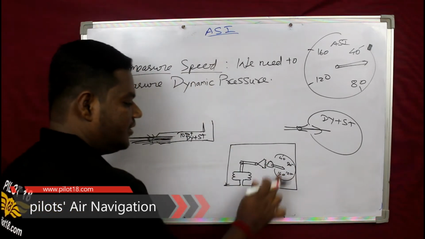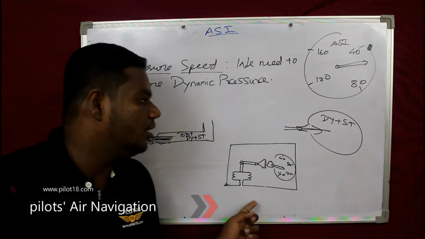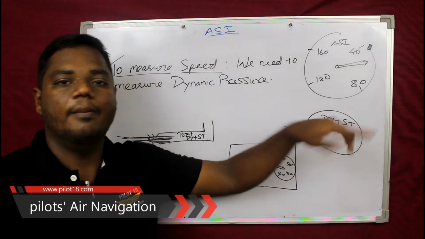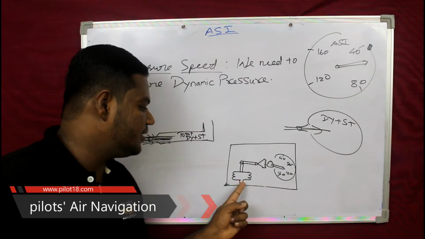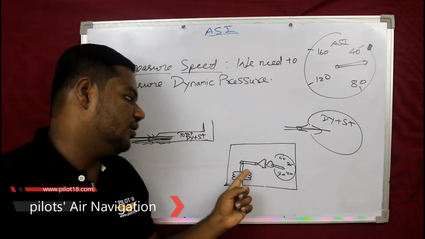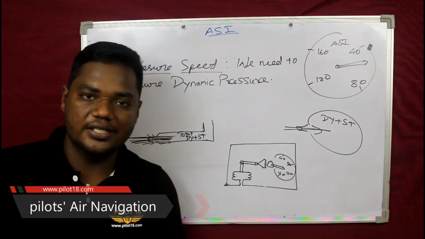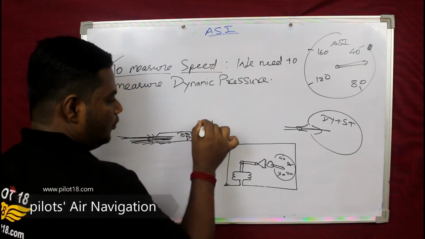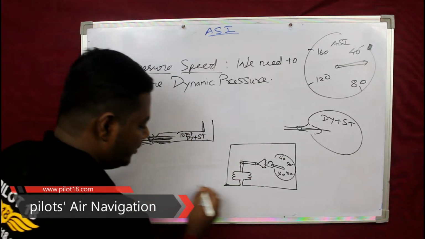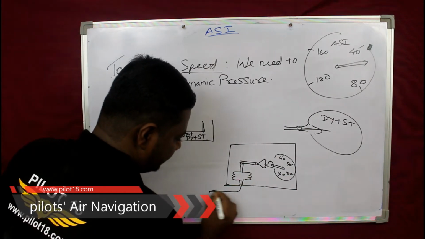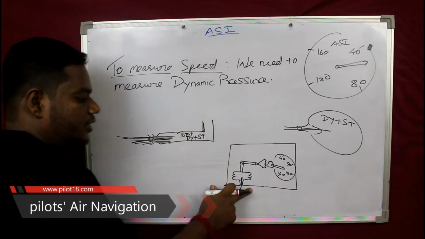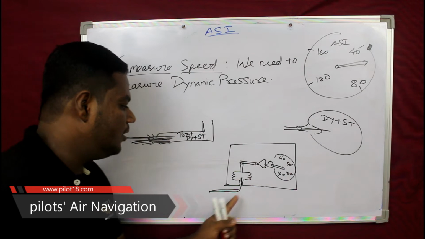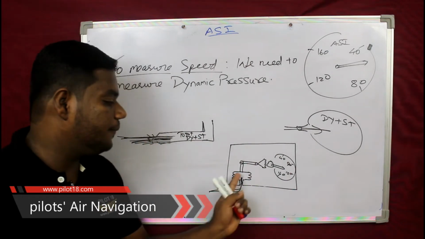This is a simple mechanism which is actually running behind the instrument. When you see the front of the airspeed indicator, this is behind the instrument. These kinds of capsules and metal linkages are present to make the needle go up and down. The pitot tube gives you total pressure, which comes into the capsule. The pitot tube is connected to this instrument, so whatever pressure you get in the pitot tube is transferred into this capsule.